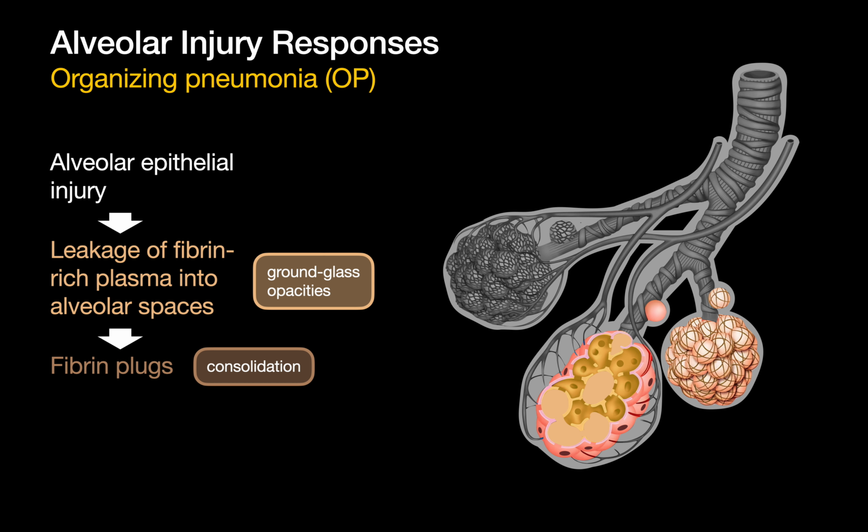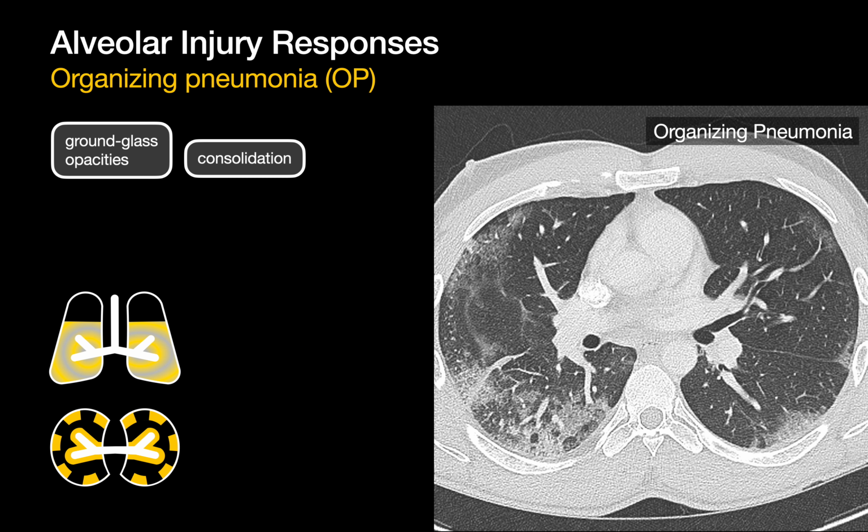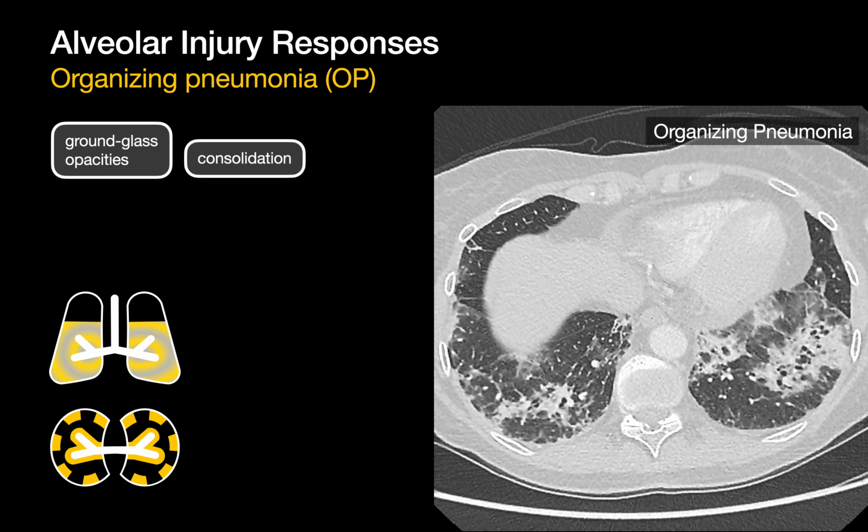The imaging features of OP tend to favor the middle and lower lung zones in the coronal plane and peripheral or peribronchial lung in the axial plane. The distribution of imaging features in these zones is usually non-uniform.